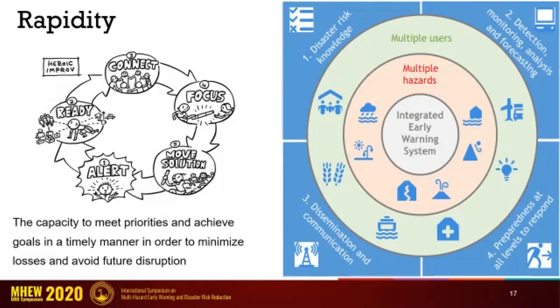Then moving on to the final one, it's rapidity. However much you have things in place, however many precautions you have taken, the capacity to meet priorities and achieve the goals in a timely manner is essential during a hazardous situation. As you can see, early warning systems and on-time actions are needed to make sure that you save lives and minimize the disruption during a disaster.